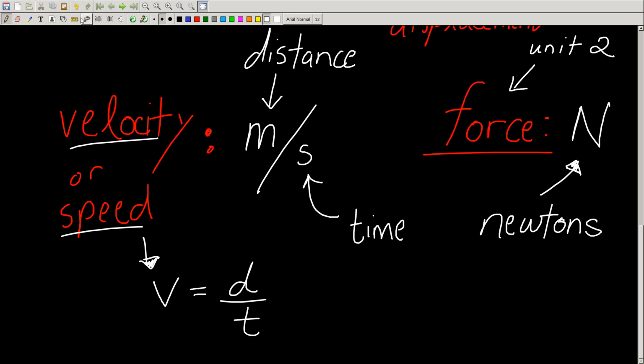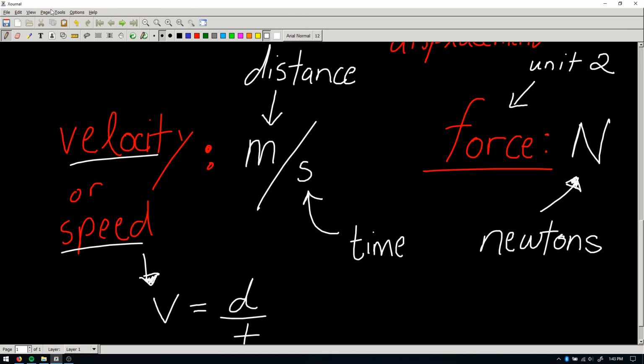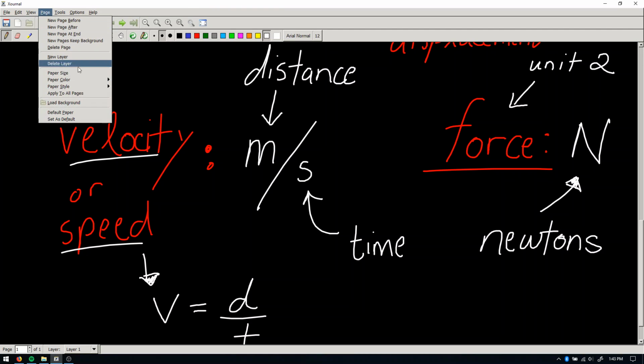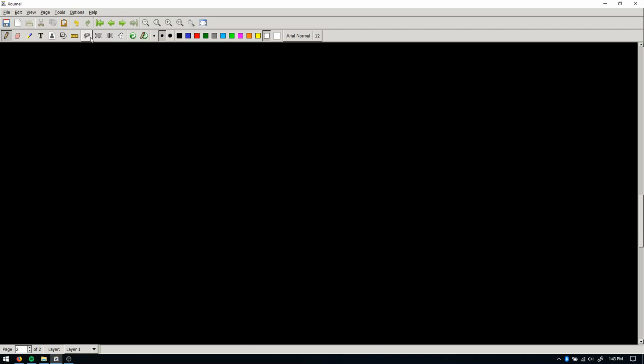Actually, I might as well talk about that now. That might be useful. So let's say I've got 10 grams. Mass is 10 grams, and I want to convert this to kilograms.